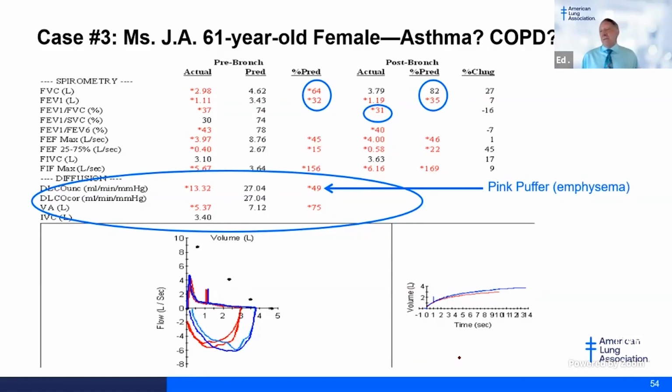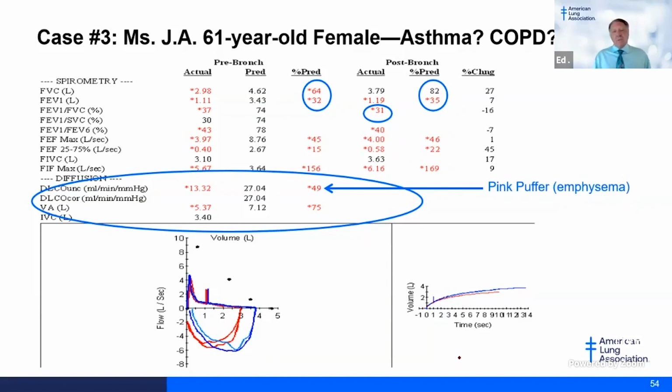Now, this is more of an emphysemic case. And the reason why is we see a very low diffusion. The diffusion is only about 49% of what's predicted. That's a loss of parenchymal tissue that we're seeing here. The more parenchymal tissue that's lost, the lower the diffusion, because we've lost surface area for diffusion.